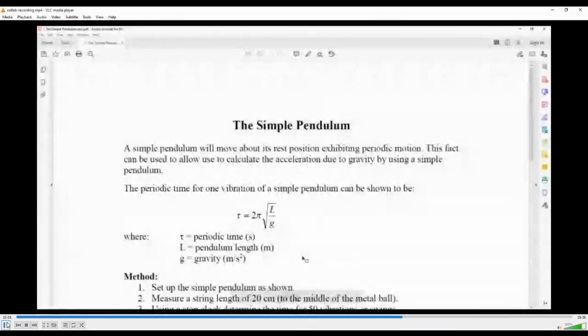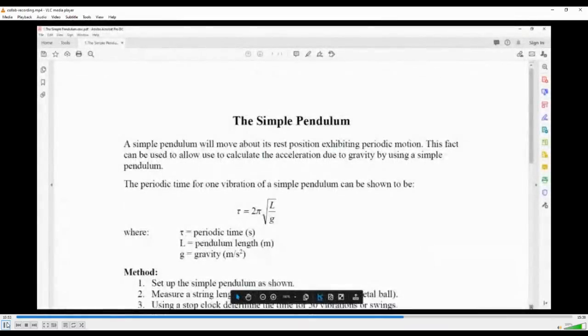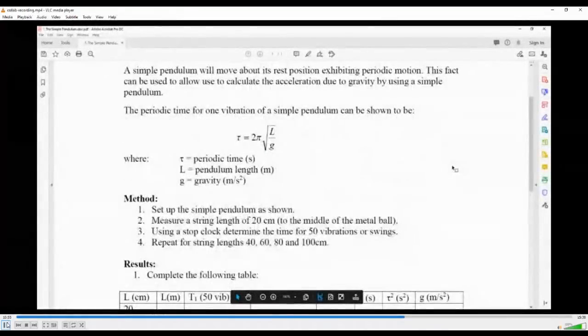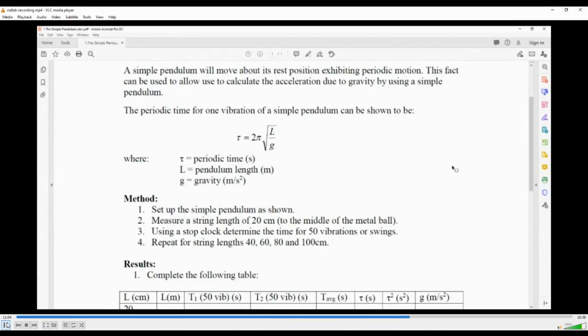Okay, so let's go back now and consider our method. What we want to do now is set up the pendulum as shown. We want to measure the string at a length of 20 centimeters to the middle of the metal ball, the center of gravity in effect of the metal ball. And we want to use our stop clock to determine 50 vibrations or swings.